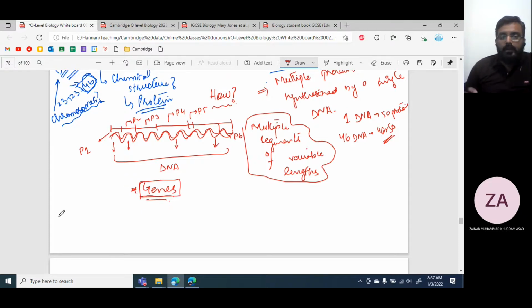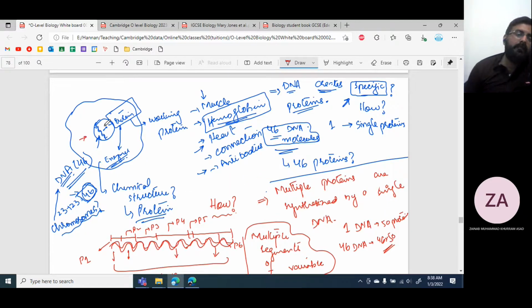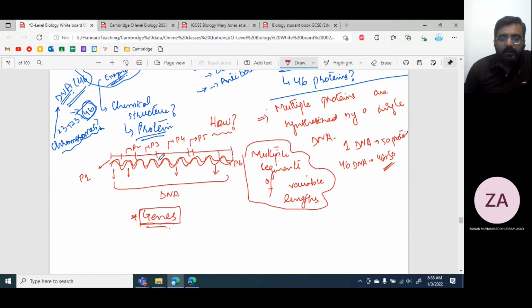So if we come back to our point that in our nucleus we have 46 DNA molecules. All those 46 DNA molecules are functionally divided, not physically. Keep this in mind. These are not physically divided. ये सारे आपस में जुड़े हुए हैं, फिजिकली जुड़े हुए हैं, फिजिकली डिवाइडेड नहीं हैं, but these are functionally divided into multiple segments of variable lengths, which are decoded into proteins, and these functionally divided segments are known as genes.